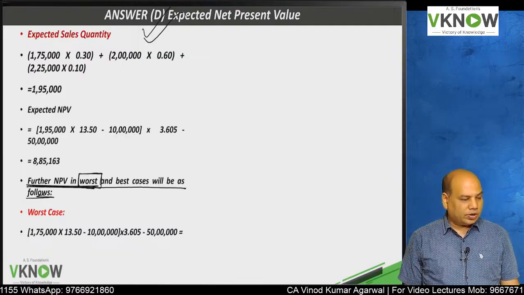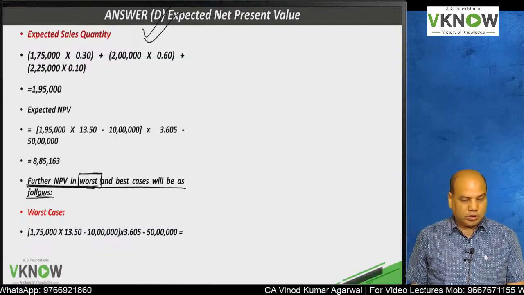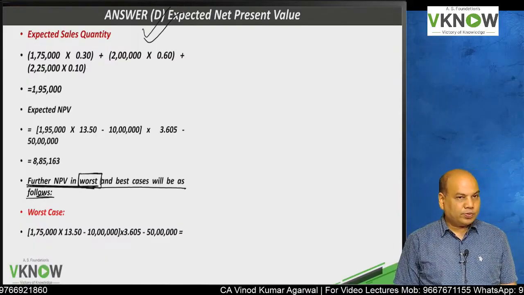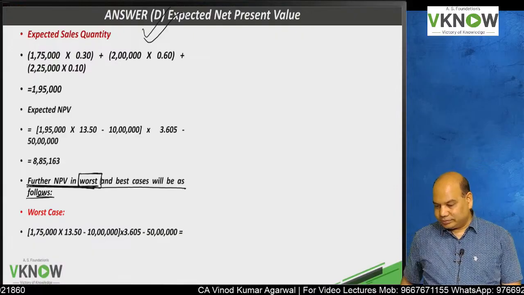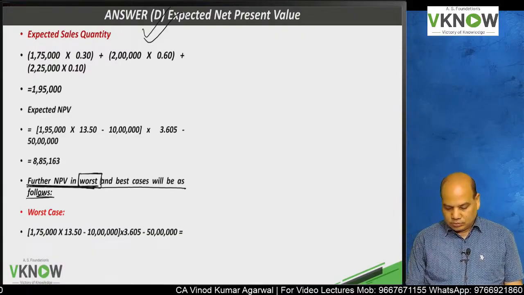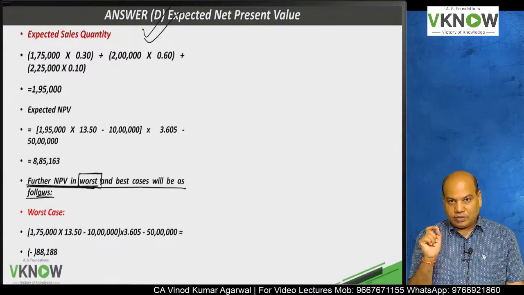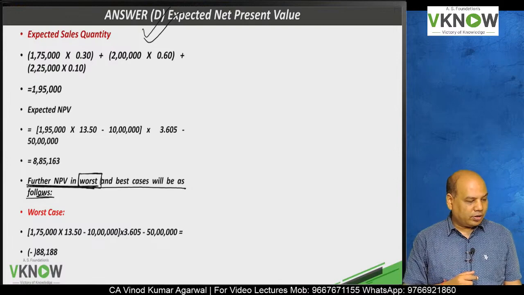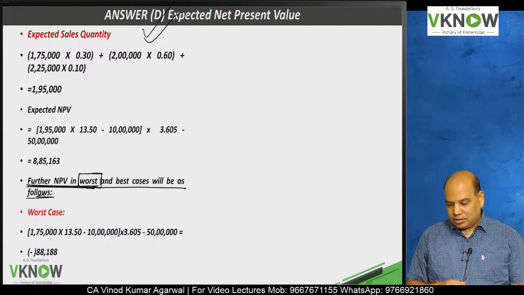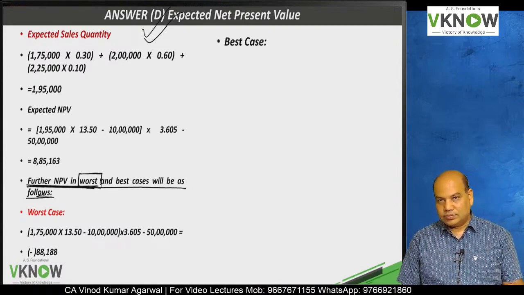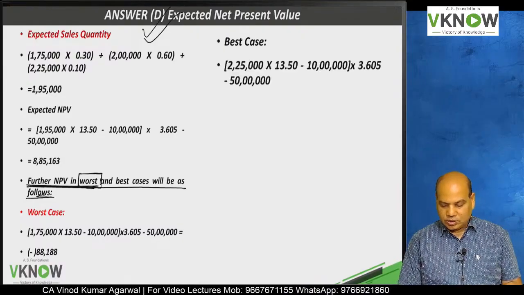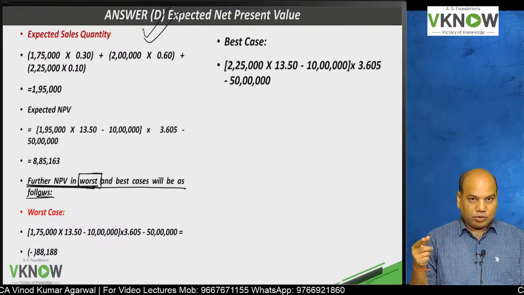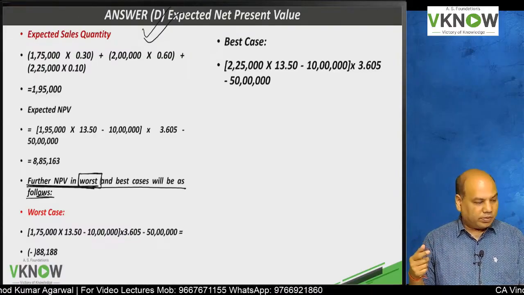If economic condition is poor, what would be the NPV? The answer is negative 88,188. Very good. Negative 88,188. You are right. Then write down best case. Best case means quantity will be 2,25,000. 2 lakh we have already computed. We had a positive NPV.